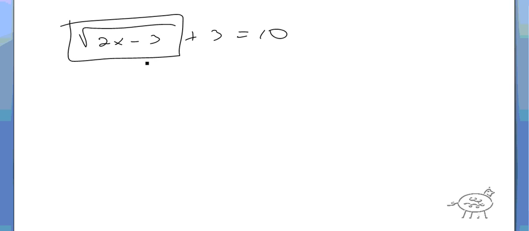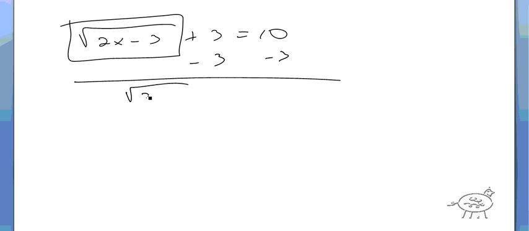So we're going to subtract 3 from both sides. So you get the square root of 2x minus 3, still 2x minus 3, I haven't touched it, equals 7. And then this is isolated now, guys. Right? There's no number outside of it. Isolated means it's just got the radical there.